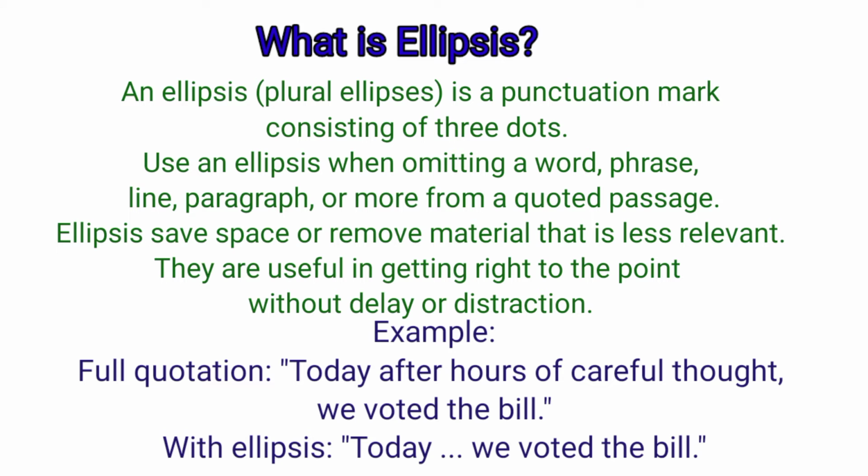Example, full quotation: Today, after hours of careful thought, we voted the bill. This is a full quotation, but with ellipsis, that means the example with ellipsis: Today, ... we voted the bill. Okay, that means omitting a word or phrase or line or paragraph or more from a quoted passage, you have to use ellipsis. Okay.